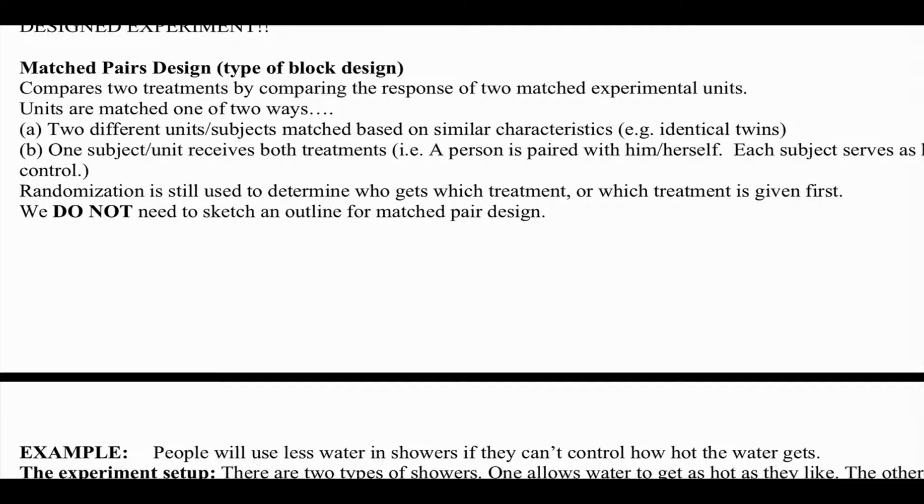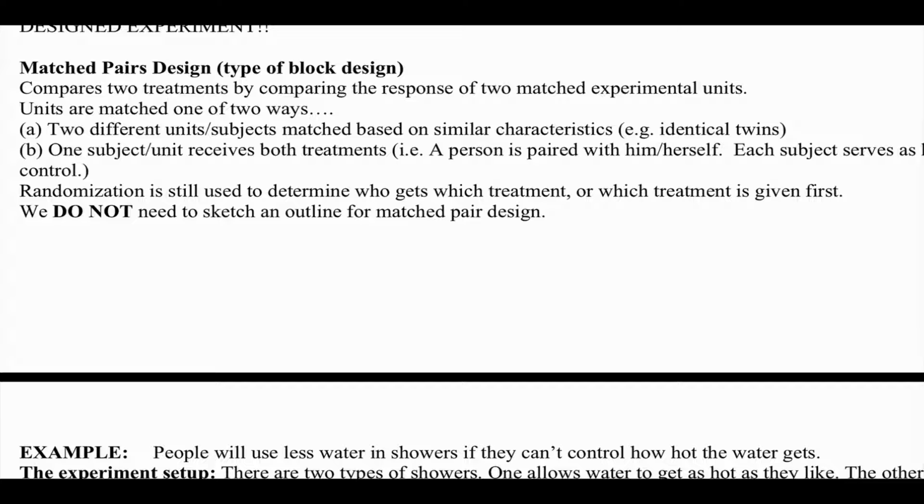Units are matched one of two ways: either two different units or subjects based on similar characteristics, twins, people who are the same height, the same weight, the same age, some sort of similar characteristic. You match them against each other to see how do they react differently. Or the more common one is one person is paired with himself, so one person goes through the whole experiment both times and then their results are compared.